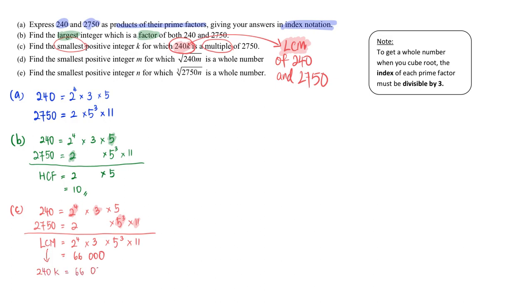From the definition just now, we also know that this LCM is actually 240 times this k, and we have found that this LCM is equal to 66,000. So how do I find k? 240 times k equals 66,000. Yes, we just need to divide by 240, and we will get 275 as my answer for k.